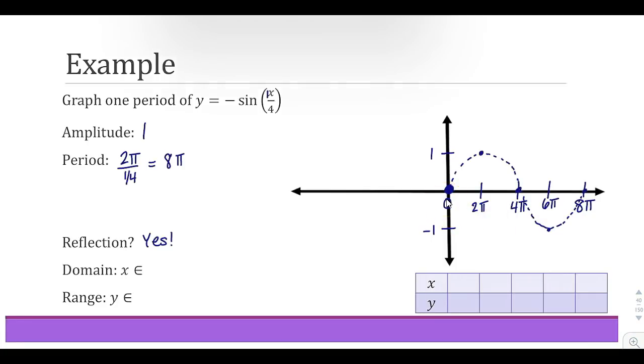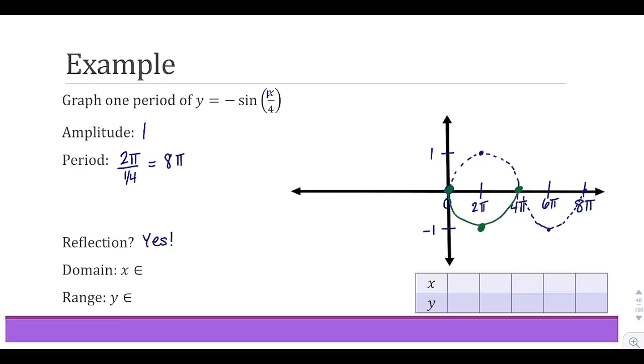So now I'm going to think about the idea of reflecting it. This top part here is going to reflect and be below the x-axis. So I'll still have a point at 0, 0, but then I'll have a point at 2 pi, negative 1, and I'll still have a point at 4 pi, 0.